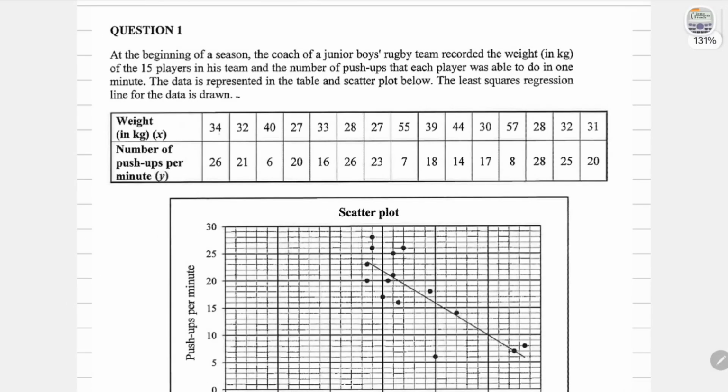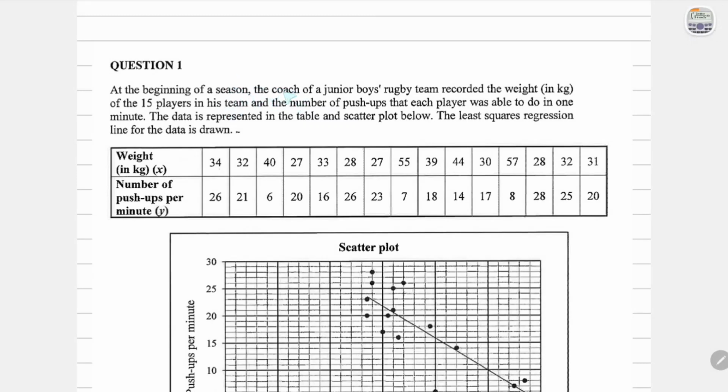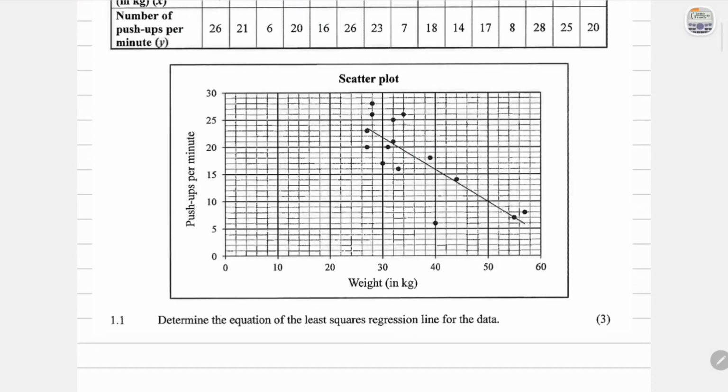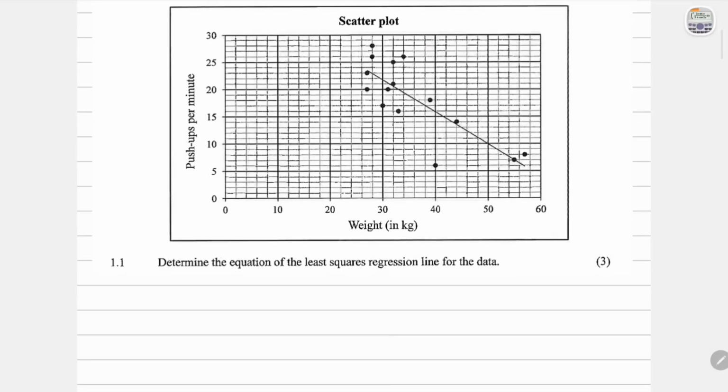Question 1 says, at the beginning of a season, the coach of a junior boys rugby team recorded the weight in kilograms of 15 players in his team and the number of push-ups that each player was able to do in 1 minute. The data is represented in the table and the scatter plot below. The least squares regression line for the data is shown. So you see they give us two pieces of information. They give us the information as a table and also in the scatter plot. So we don't have to plot anything here.